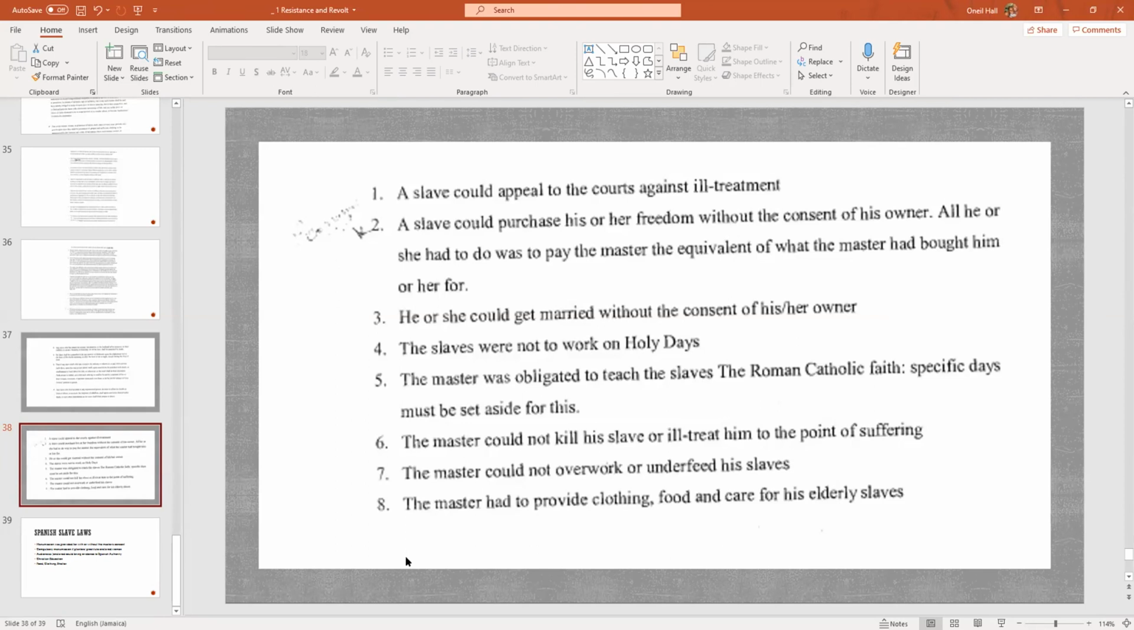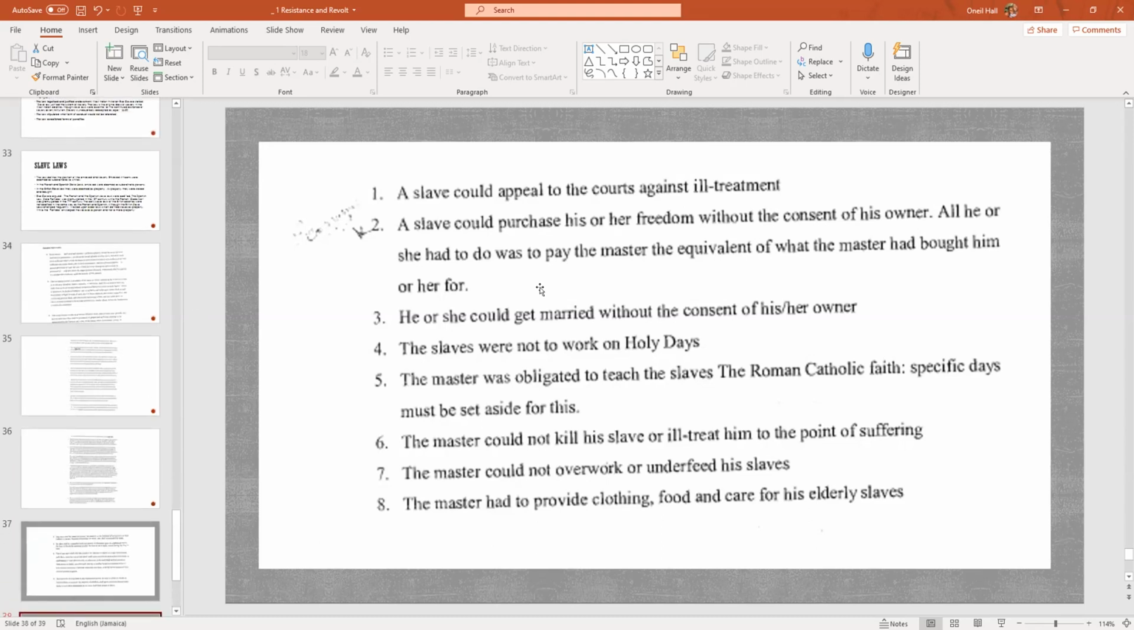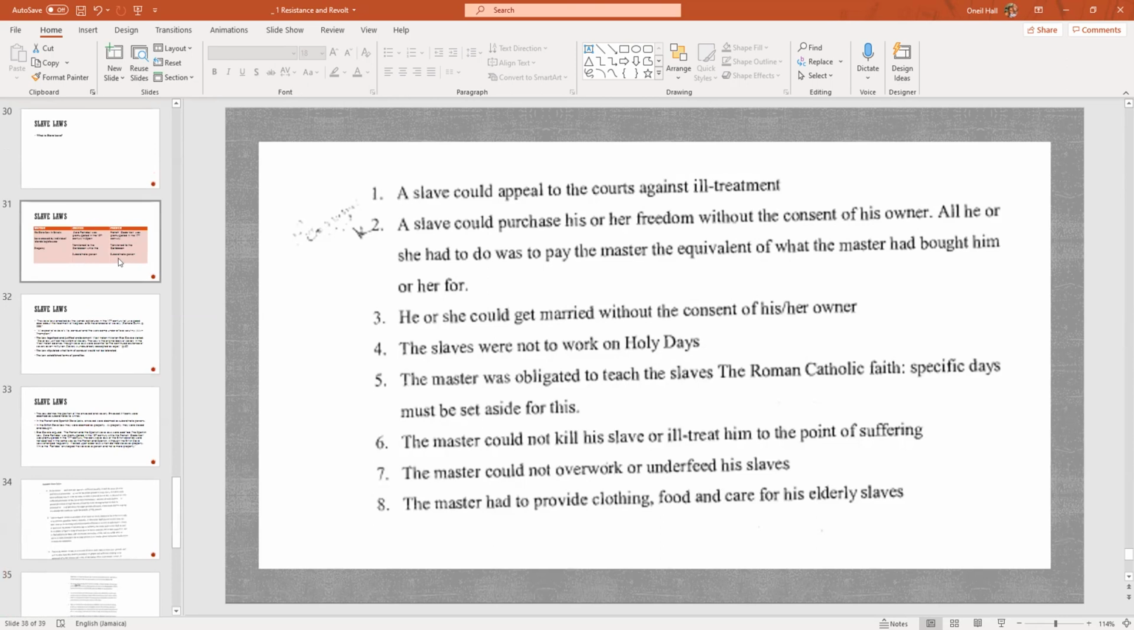The slaves were not to work on holy days. The master was obligated to teach the slaves the Roman Catholic faith. Specific days must be set aside for this. The master could not kill his slave or ill-treat him to the point of suffering. The master could not overwork or underfeed his slaves. The master had to provide clothing, food, and care for his elderly slaves. Thank you very much. So these are the Spanish slave laws.